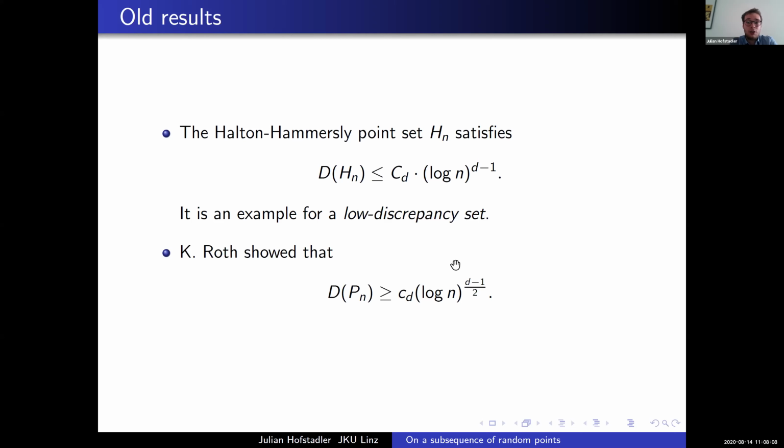What I want to mention is that in dimension 2, a result of Schmidt shows that a bound of this form, so log n, is a sharp bound up to constants for any set. He bounded the discrepancy of any point set from below by a constant times log n. So in particular, the Halton-Hammersley point set is optimal in dimension 2.